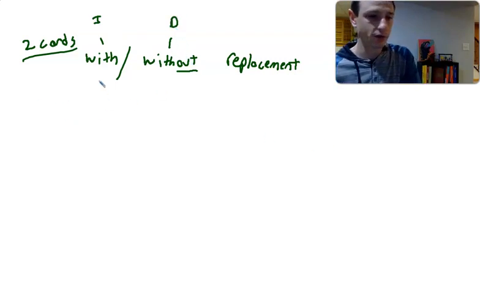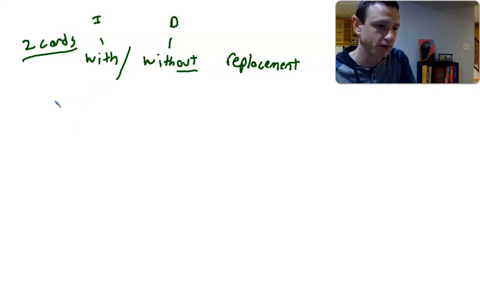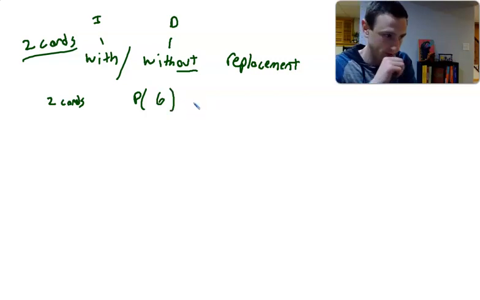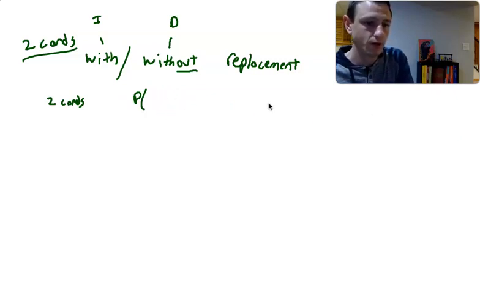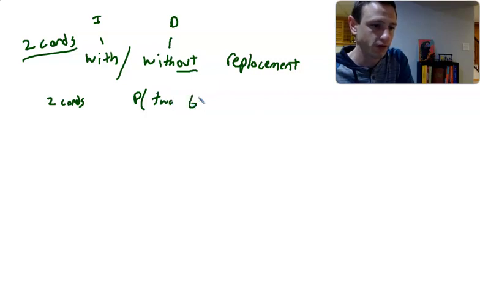So I'm going to do an example here with replacement. Let's say we're pulling 2 cards, and I want the probability of pulling a 6, and then I want to pull another 6 with replacement. So 2 6s. So let's just say probability of pulling 2 6s with replacement.